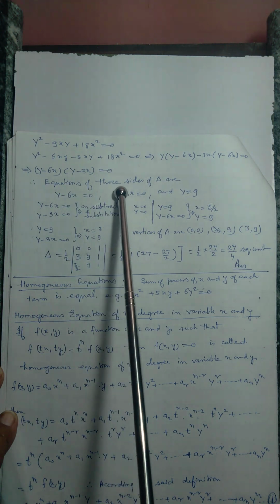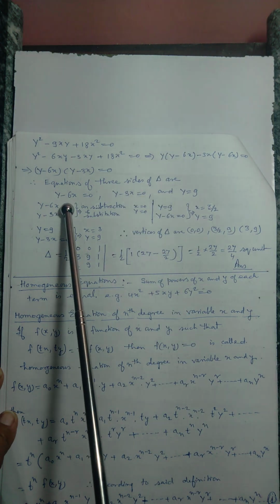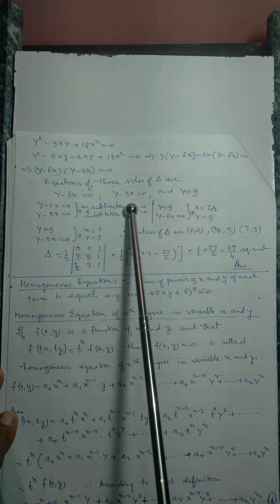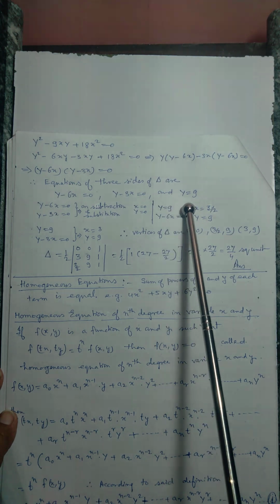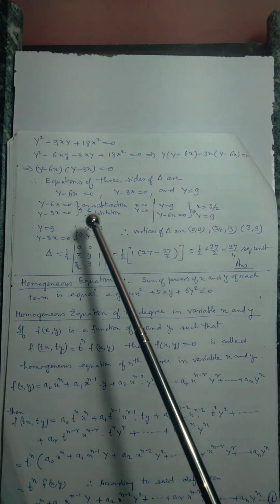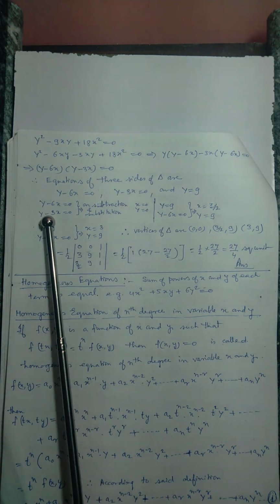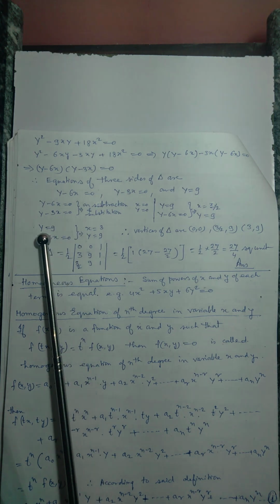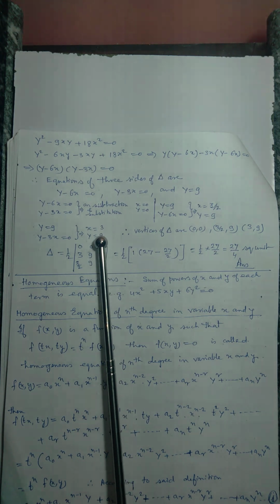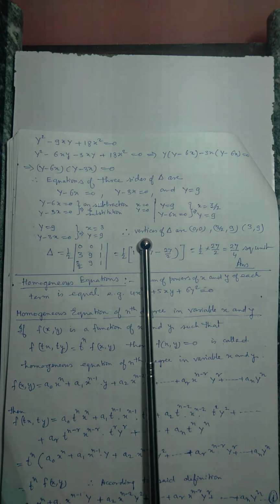So the equations of the three sides of the triangle are y minus 6x equal to 0, y minus 3x equal to 0 and y is equal to 9. These are the three equations of the straight lines of the sides of the triangle. By solving y minus 6x equal to 0 and y minus 3x equal to 0 by the subtraction and substitution method, we can find x is equal to 0, y is equal to 0.